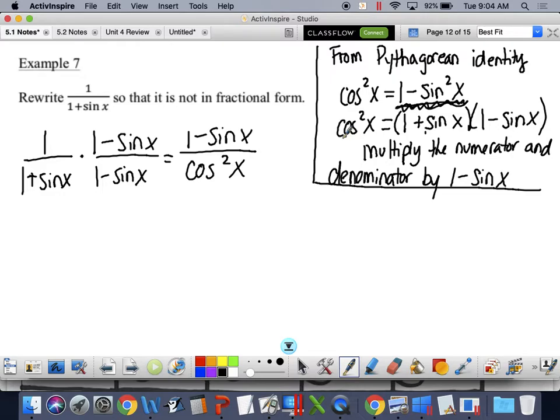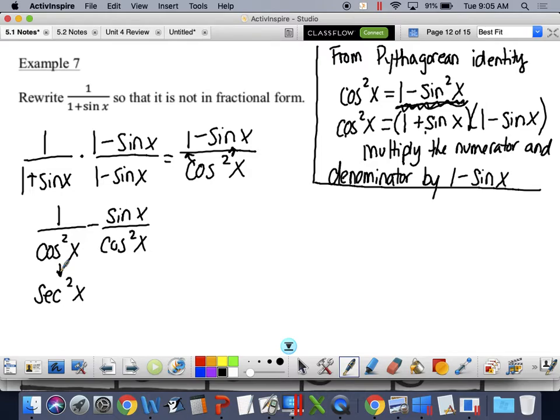All right, I'm still trying to get rid of a fraction. I still have a fraction. They want me to change this so it's not in fractional form. The next step that I'm going to apply is I'm going to divide both parts of my numerator by cosine squared x. I get 1 over cosine squared x minus the sine of x over cosine squared x. All right, I know for a fact for this very first one, this is going to be equal to secant squared x. So that means that doesn't have a fraction anymore. Perfect. Let's see about this next one.